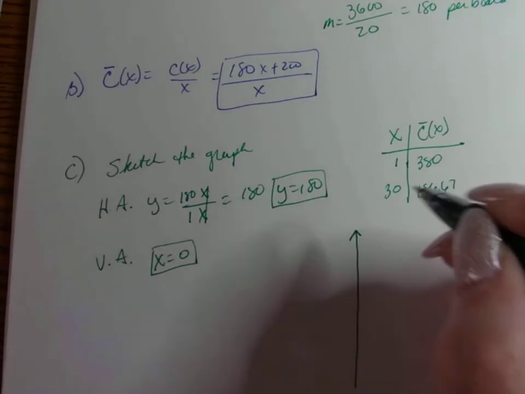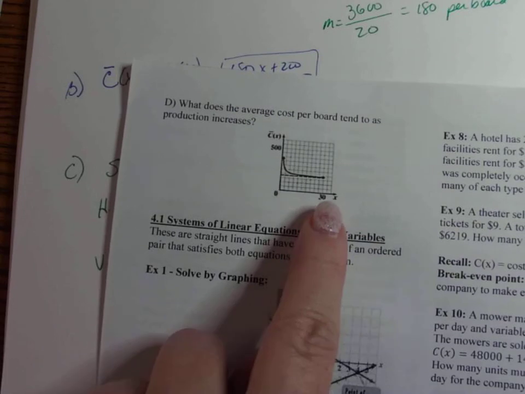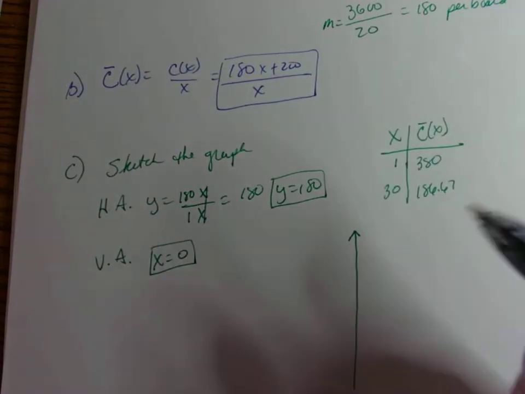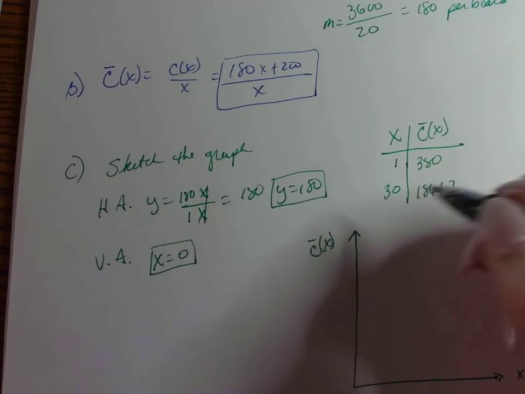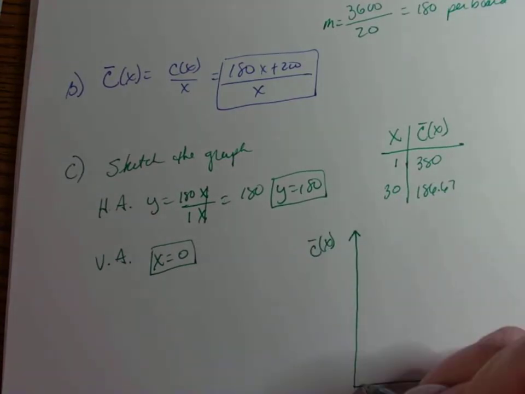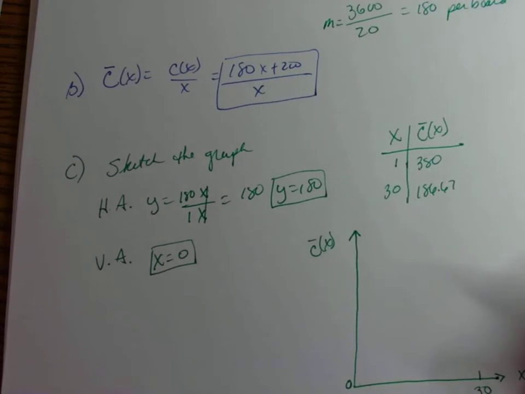We don't have a lot of points on our graph. We do have an example of it on your handout, so you'll be able to see what it actually looks like in your handout. But we need to know how to do these without always having the picture given to us. So this will be our x, this will be our c bar of x. We don't have a lot of points. We know we've got 0, and we're going to go out to 30. And we have a few points going up.